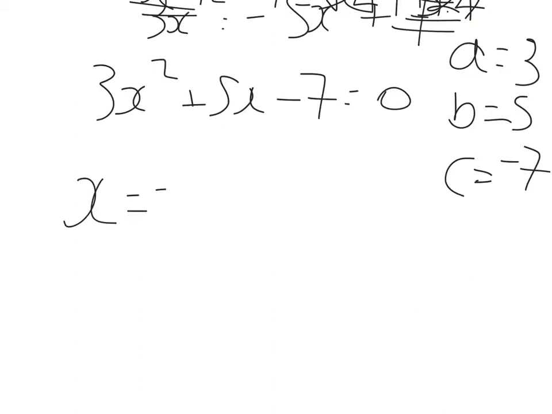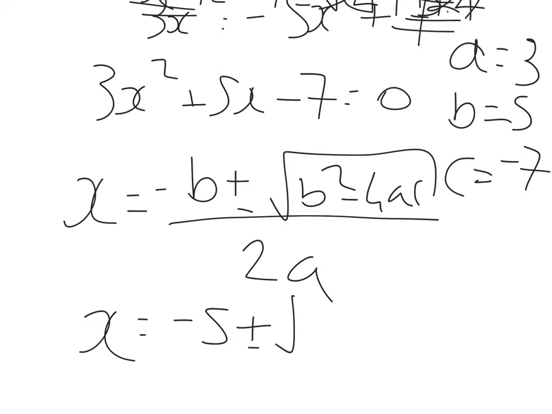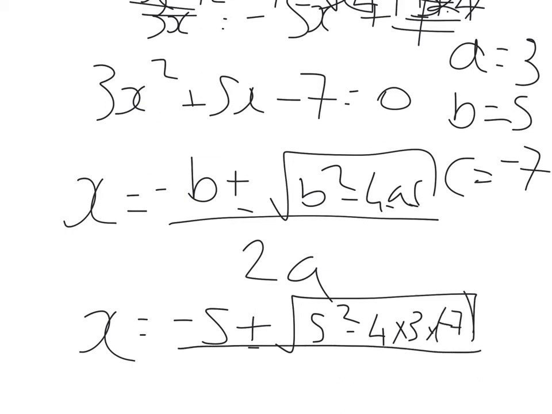Quadratic formula, minus b plus or minus the square root of b squared minus 4ac all over 2a. b is 5, so minus b is minus 5, plus or minus the square root of b squared, which is 5 squared, minus 4 times a, which is 3, times c, which is minus 7, all over 2 times a, which is 2 times 3, and that's 6.